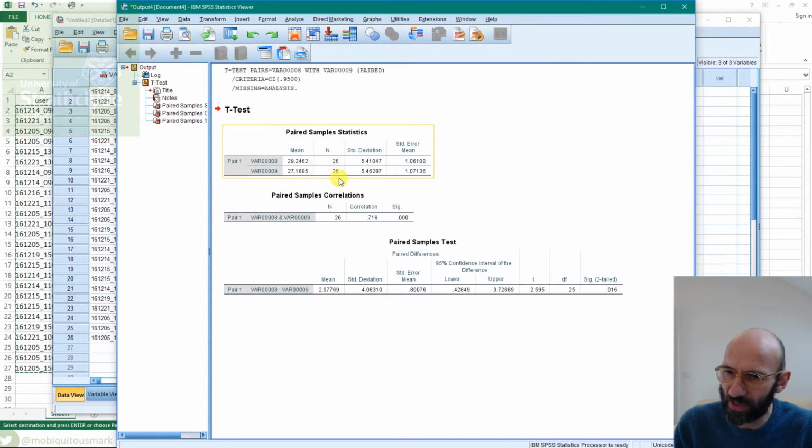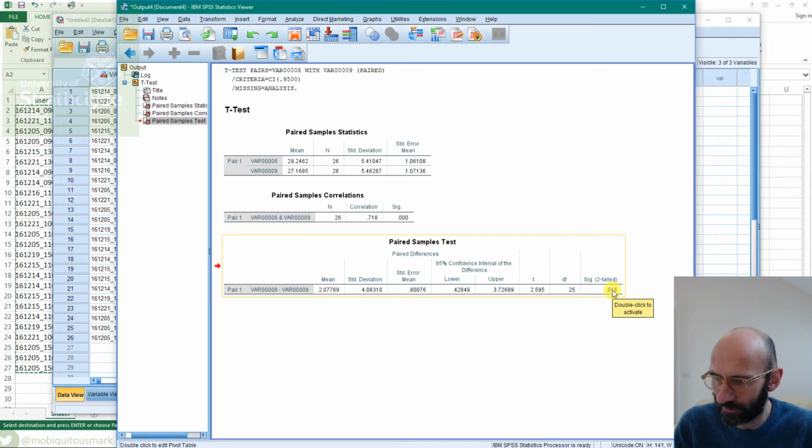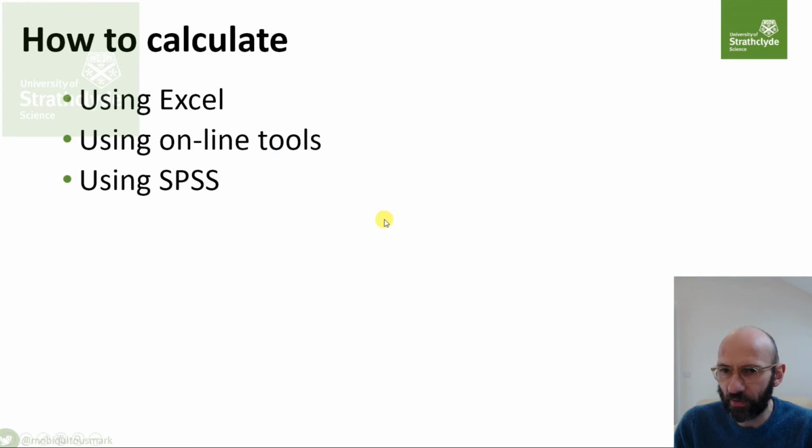Hit OK, and it gives you the means of the two, tells you the N, which is the number of them, and it gives you the standard deviation and other facts. It then does a paired samples test. For this difference, the mean difference is that, the standard deviation difference is that, and lower and upper confidence intervals. The important thing is the t-test result is 2.595, which it's looked up in the tables and converted to a probability, and it says the significance, which is the p-value, for a two-tailed test is 0.16. So that's the three ways of calculating.